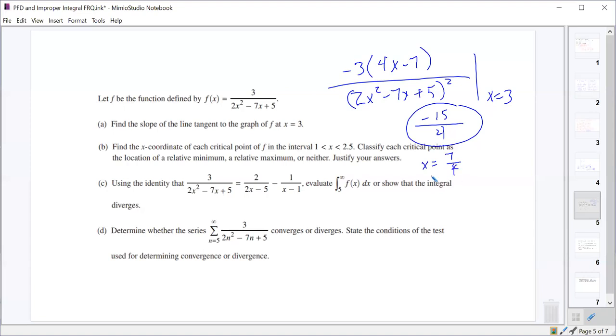Then you have to classify that as a max, min, or neither. So you make yourself a sign chart and plug something in between 1 and 7/4 and something between 7/4 and 2.5. The denominator is always positive, so if you plug in something like 2, that's going to give you a negative, so decreasing. If you plug in something like 1.1, that's going to come out to be a positive. So it looks like it's a max. Everybody good there with part B?